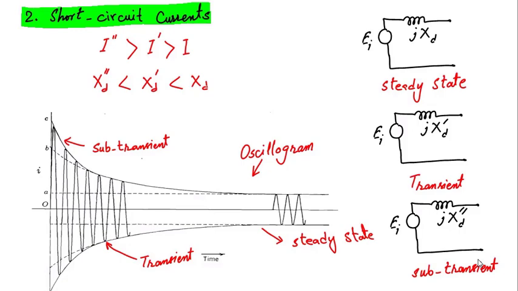Once we have the reactances, we can replace them in these three circuits that I have shown on the right side to get the steady state, transient and sub-transient models. Okay, next thing, starting from the steady state value. From this graph we determine the peak value of steady state current. Here on the vertical axis you can see from the origin O up to A. This is the peak value of steady state current.